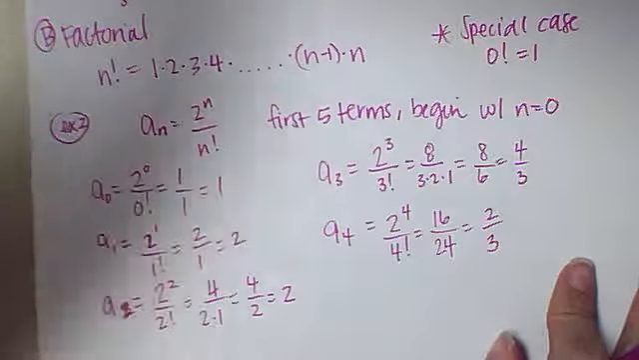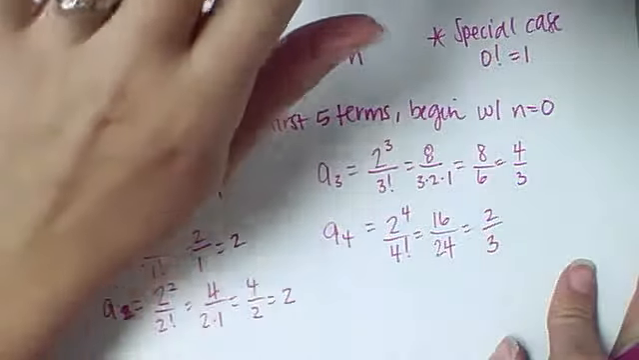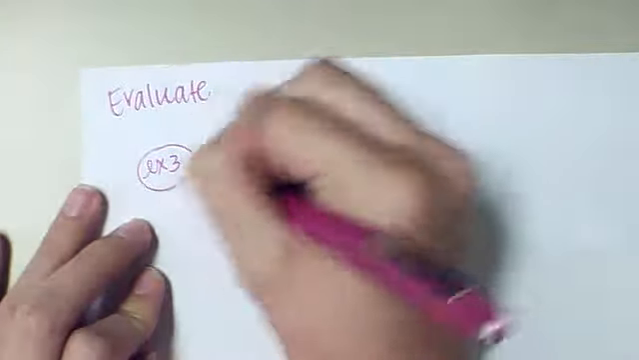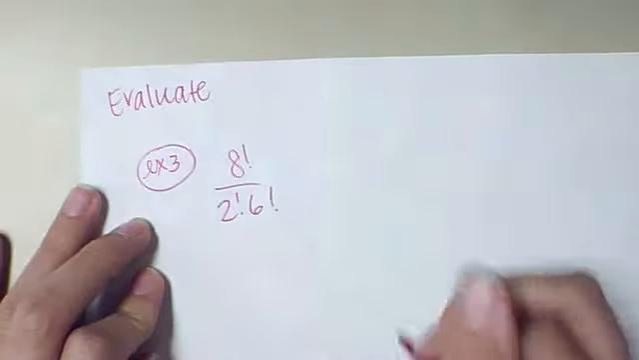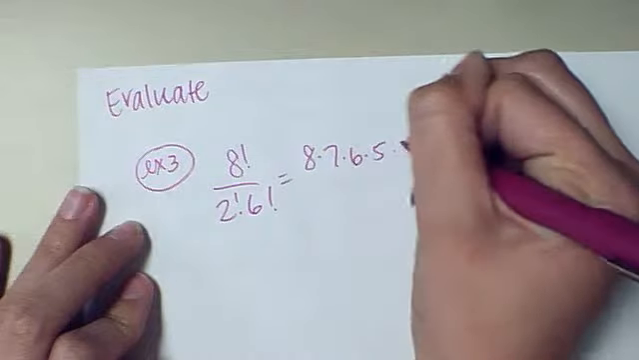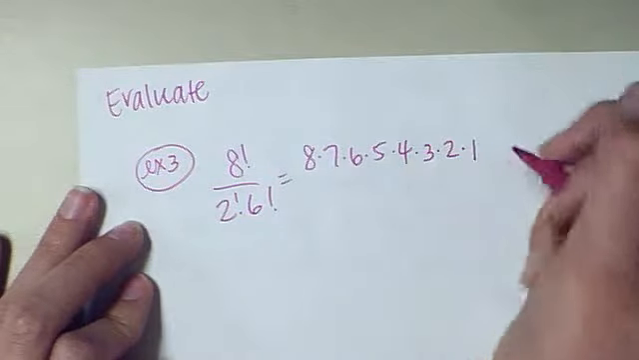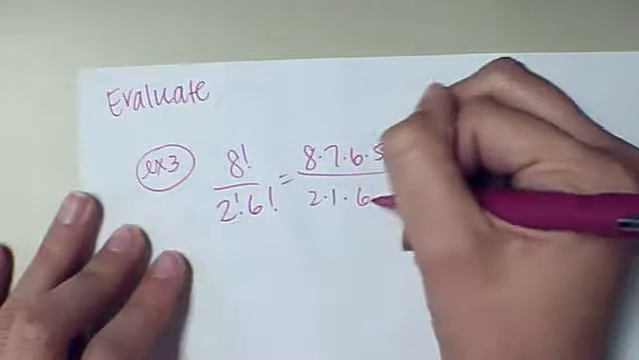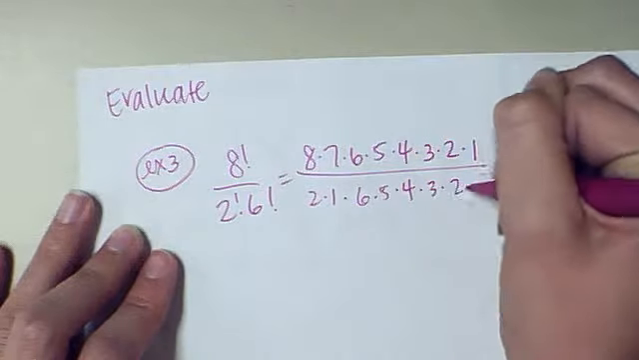Okay, I want you to evaluate some factorials because that's part of our focus today. So let me go ahead and give you 2 last little examples here. I want you to evaluate, and I want to show you some special little tricks. So if I evaluate 8 factorial over 2 factorial times 6 factorial, if I go ahead and write that out, 8 factorial is 8 times 7 times 6 times 5 times 4 times 3 times 2 times 1. 2 factorial is 2 times 1 times 6 factorial, 6, 5, 4, 3, 2, 1.